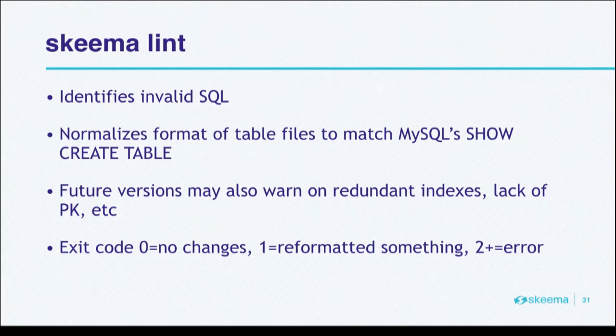warnings for finding redundant indexes, finding tables that don't have primary keys, and various configurable behavior to spot bad practices in your tables. And the exit code tells you what happened, so you could use this in a pipeline. An exit code of 0 means the linter did not find anything to change and did not find any problems. A 1 means that it reformatted at least one file but did not find any fatal errors. A 2 or more means that there was a syntax error or some other problem connecting to the instance.